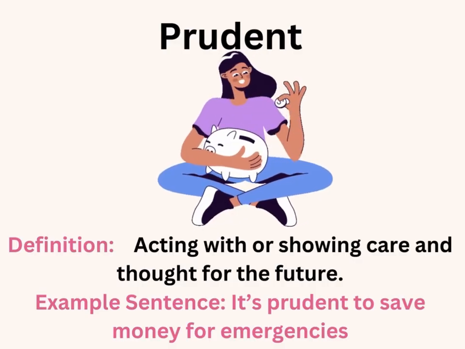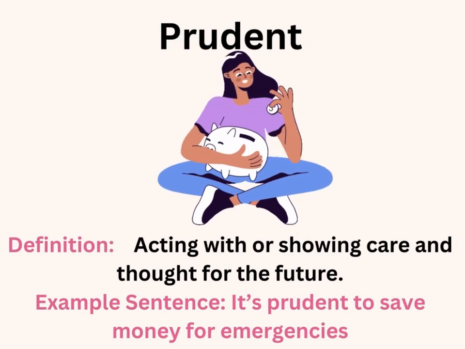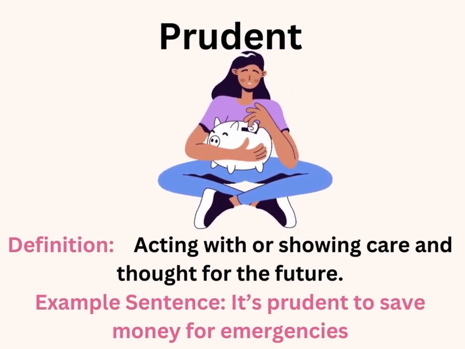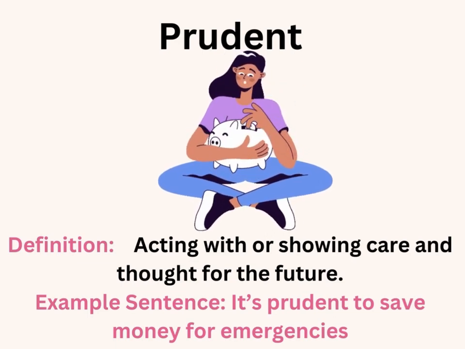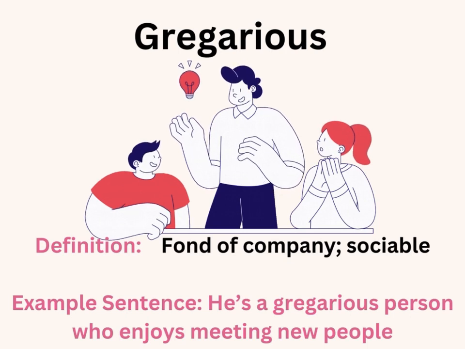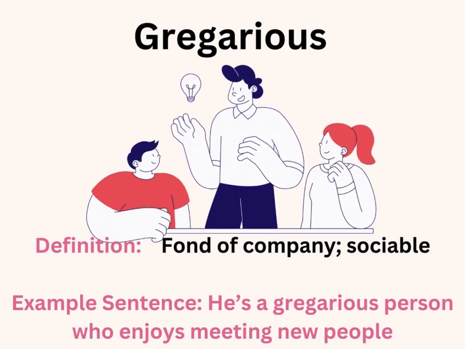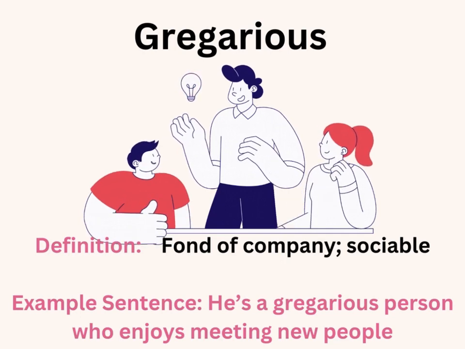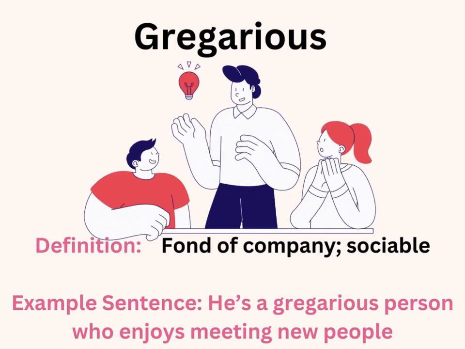Prudent. Definition: acting with or showing care and thought for the future. Example sentence: it's prudent to save money for emergencies. Gregarious. Definition: fond of company, sociable. Example sentence: he's a gregarious person who enjoys meeting new people.